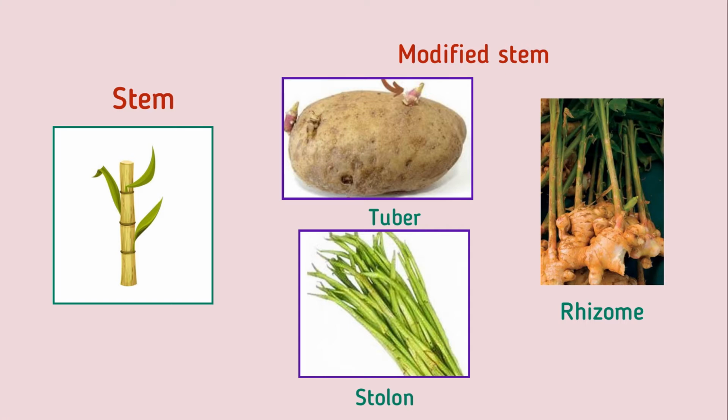Stolon, also called a runner, is a slender stem that grows horizontally along the ground, giving rise to roots and aerial branches. For example, grass, water hyacinth, aramb and so on.